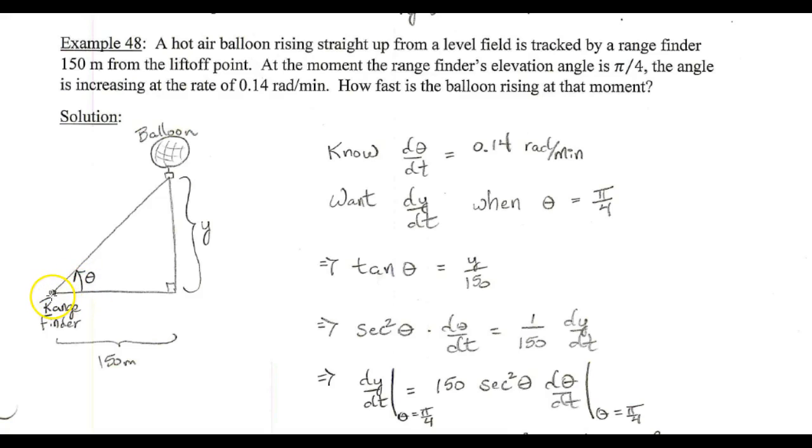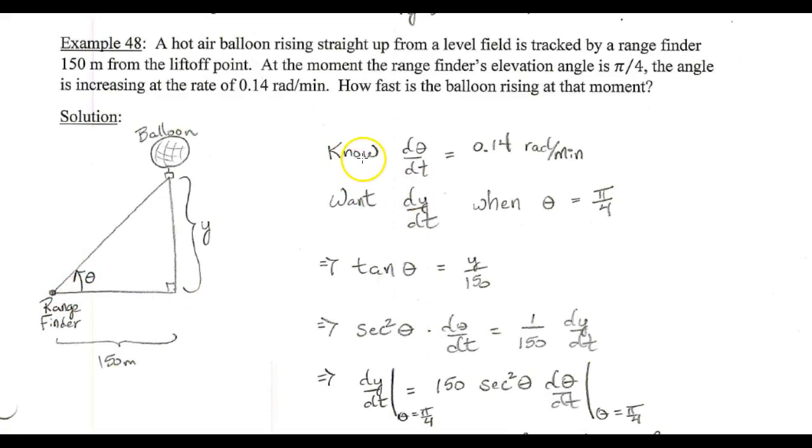This rangefinder is following the balloon, right? It's following the balloon as the balloon goes up. So this angle that the rangefinder is looking at the balloon is changing. So the things that are changing are theta and y. So I need to come up with a relationship between theta and y. So what I really have here is a triangle. Right? I have a triangle, so I need to use a trig function.